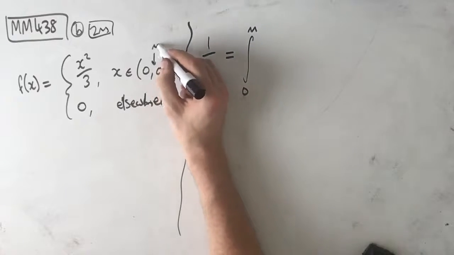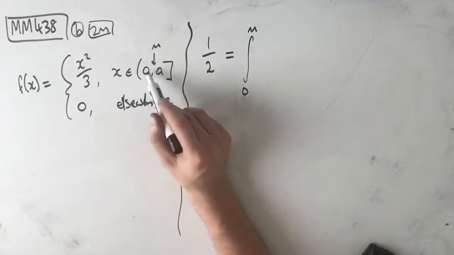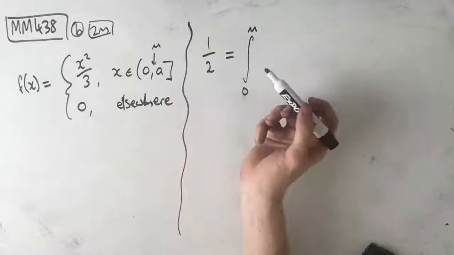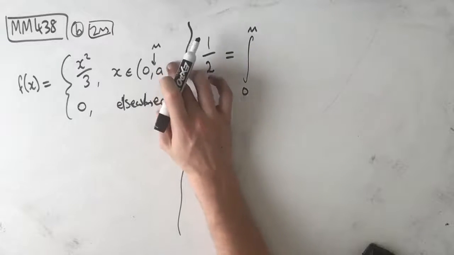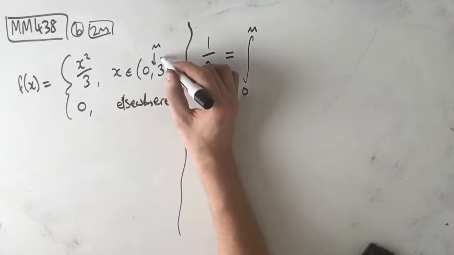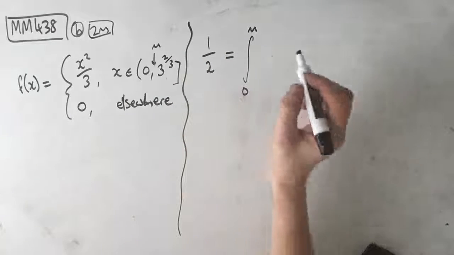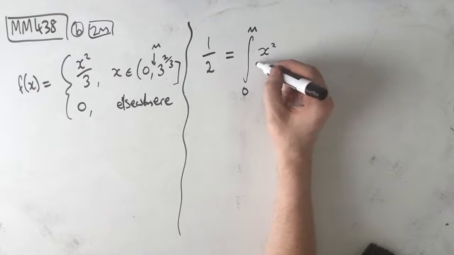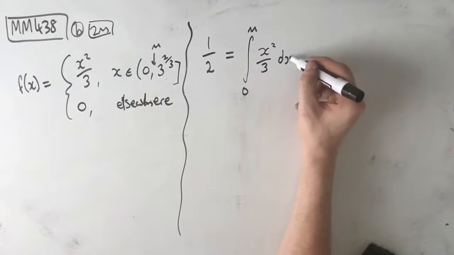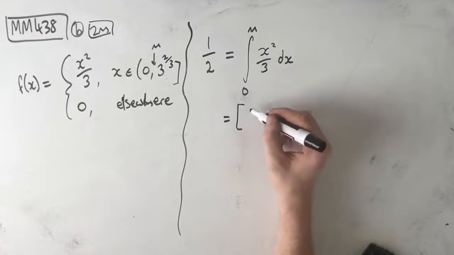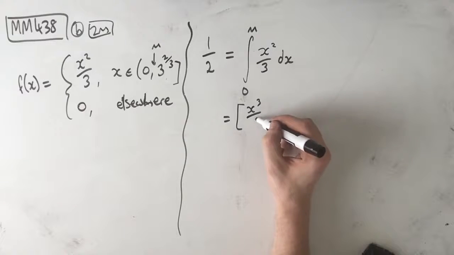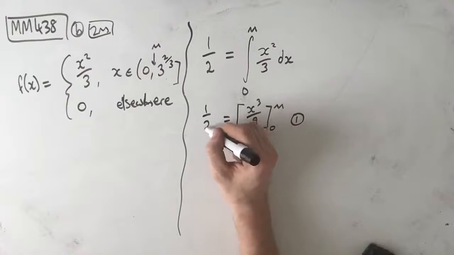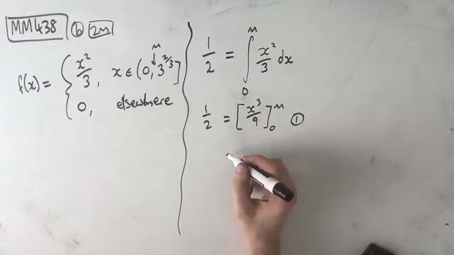So our median lies somewhere between 0 and a, and the area from 0 to m is 1/2, and the area from m to a is 1/2, right? We've actually just found that a is equal to 3 to the power of 2 on 3, so I'll just change that there as well. Awesome. So again, we've still got our function x squared on 3 dx. And again, we can just integrate this as normal, so we end up with x cubed over 9 from 0 to m, and again, this is our first mark, and this is equal to 1/2.